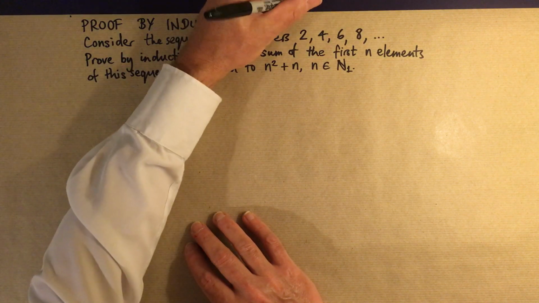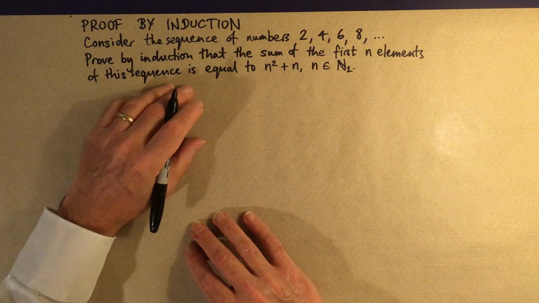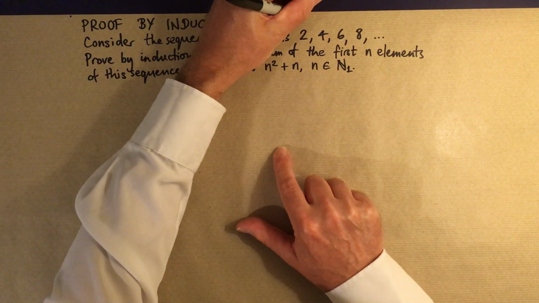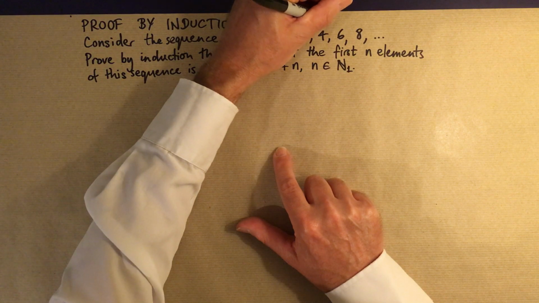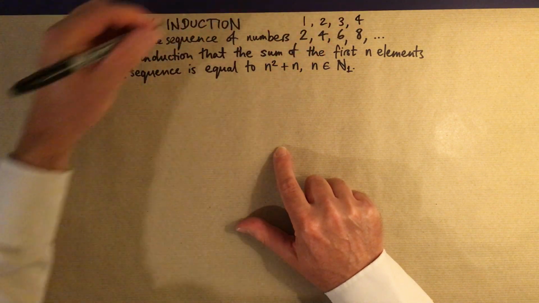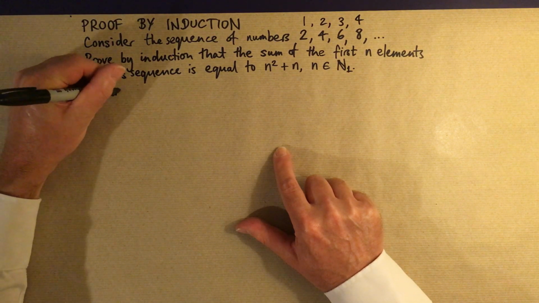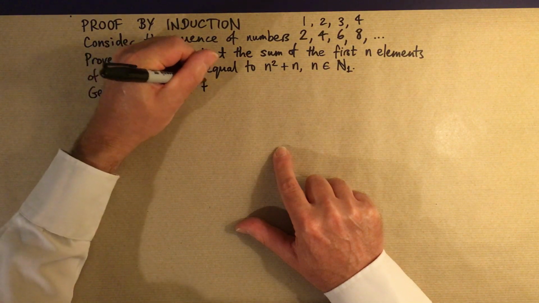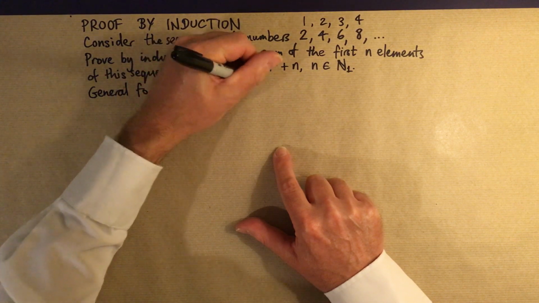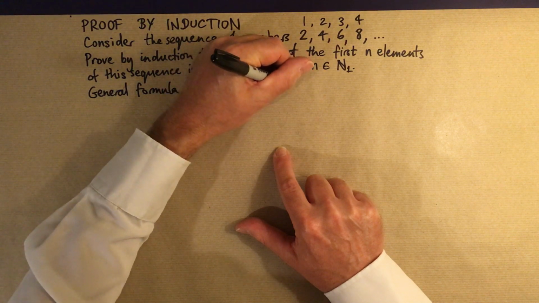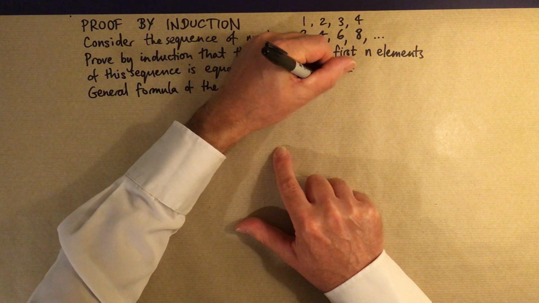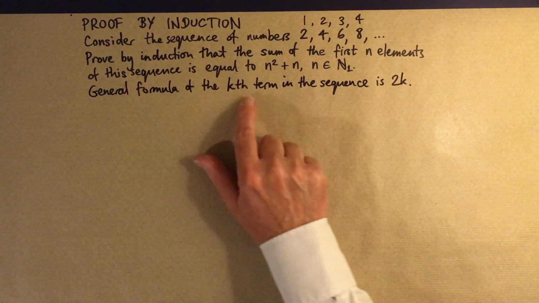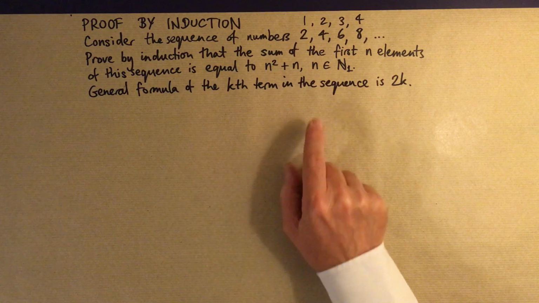So one of the first things that I'm going to need to do is to get a general formula for the elements of this sequence. And since we're using n as a member of N1, this time I'm going to start my numbering at 1. So this is the first element, the second element, the third element, the fourth element. So the general formula of the, let's say, the kth term in the sequence is 2k. So the first term is 2, the second term is 4, the third term is 6, and so on.